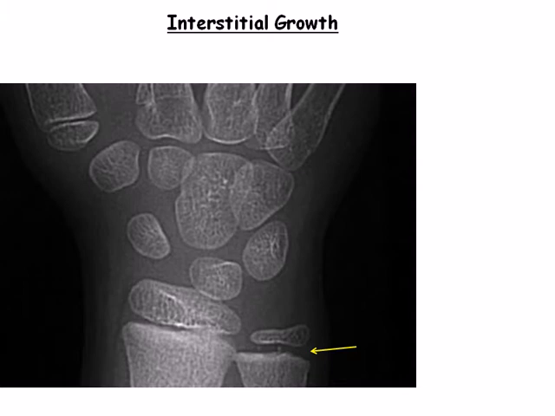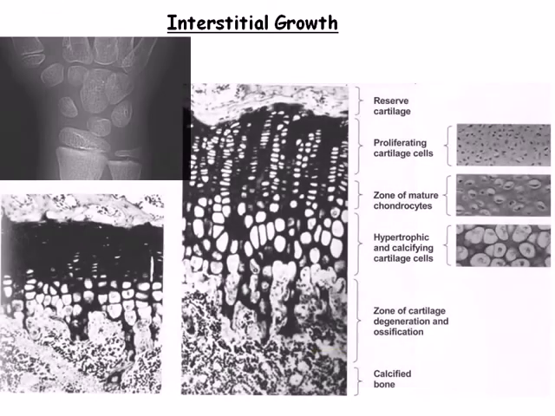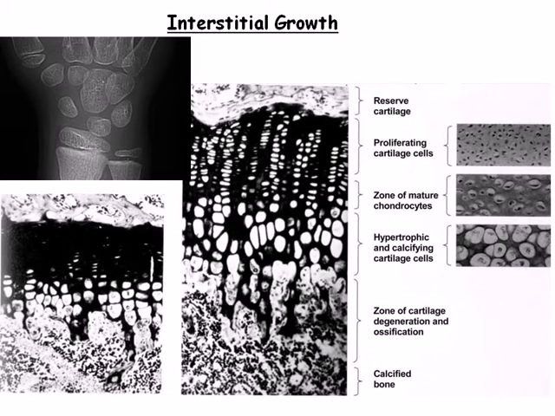The calcification process, similar to the endochondral process, takes place adding bone to the distal end of the proximal portion, pushing the distal section distally, resulting in increased length of the bone. A micrograph of the growth plate reveals the interstitial growth process. The reserve cartilage is distal and calcification works its way proximally.